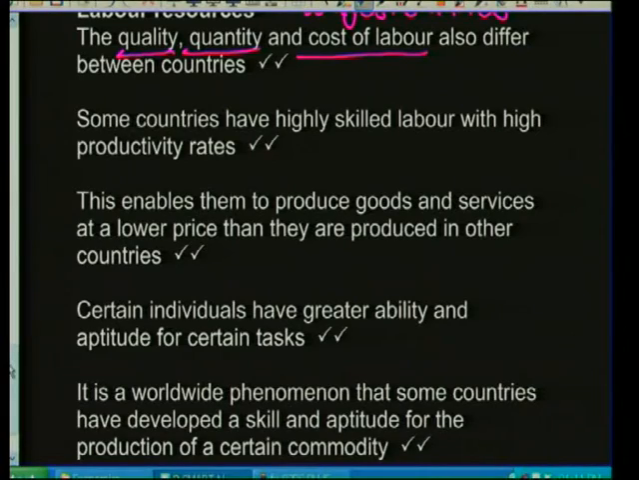Then we also know that some countries are very well known for developing certain skills in their people and certain technologies. So some countries have highly skilled labor, and depending on the circumstances, they could be more productive because they maybe have better technology that they work with, because they had a better form of education. This enables them to produce goods and services at a lower price than they are produced in other countries.